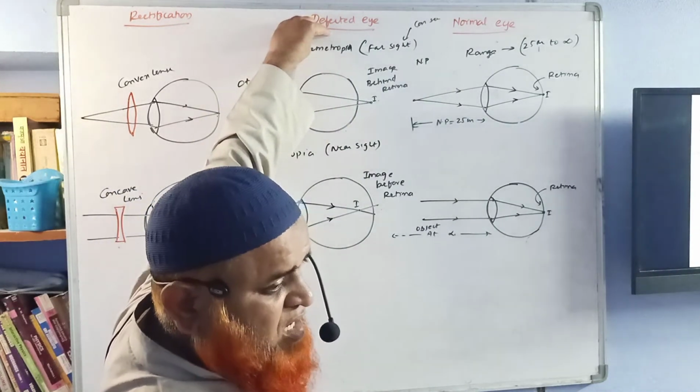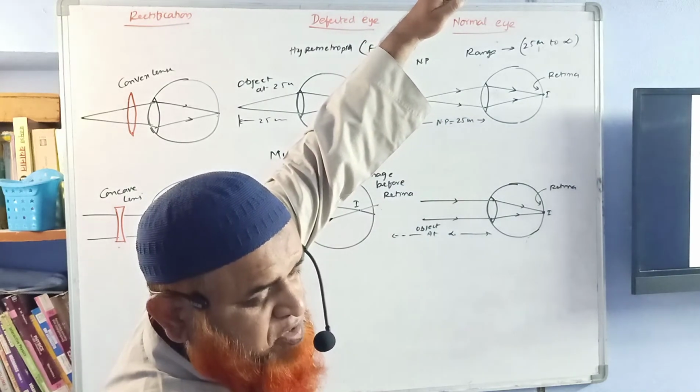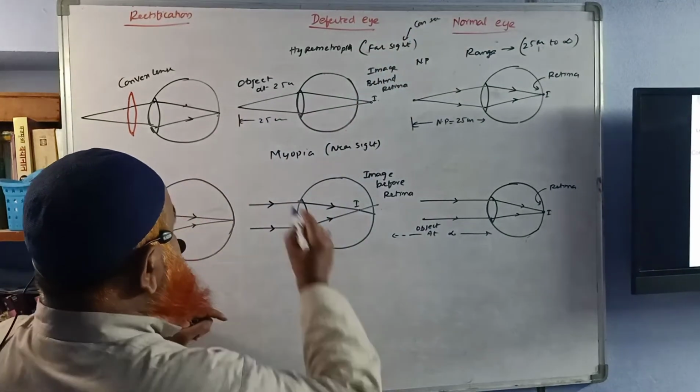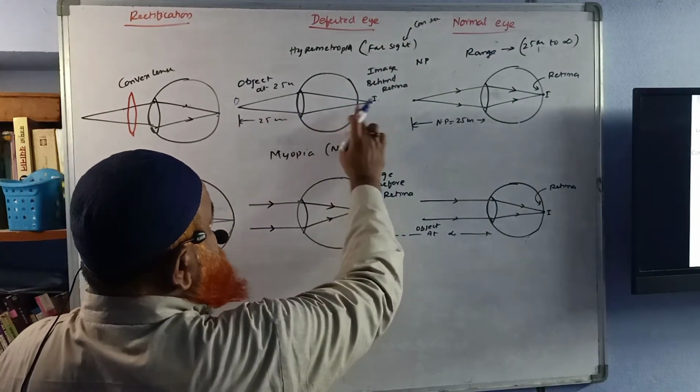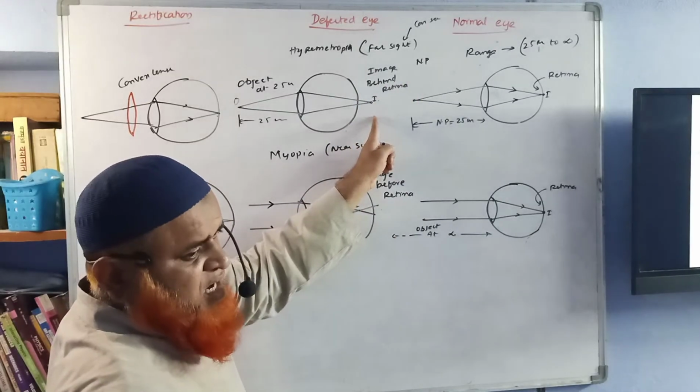Hypermetropia is a defect found in older people. Whenever you keep an object at this place, they will not see the proper image because it is falling behind the retina. Why is it falling behind the retina?